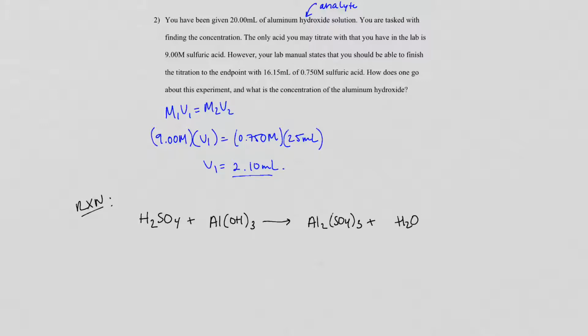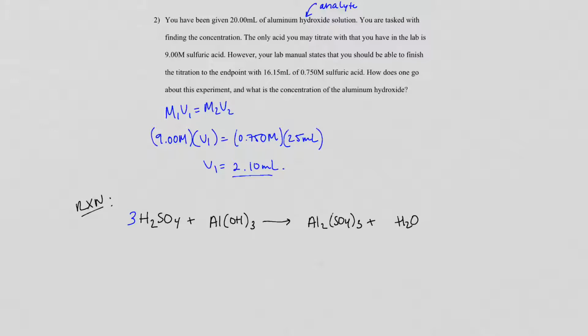Now, let's balance our reaction real quick. Let's look at our SO4s first. I'm not going to do H's yet, it's a little annoying considering there's a lot of them. We have one SO4 on our reactant side and 3 SO4s on our product side. So we have to put a 3 in front of H2SO4.